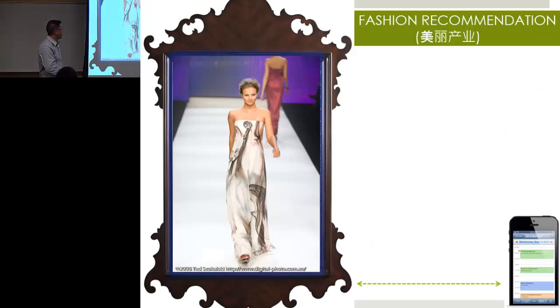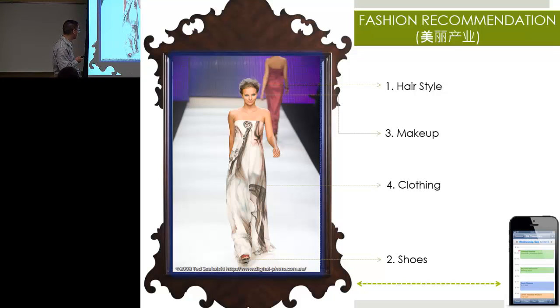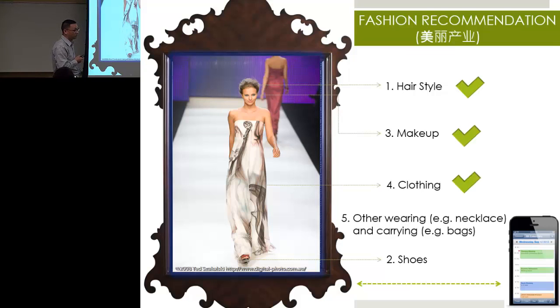Basically, fashion recommendation means that in the future, when you get up, you will have a magic mirror. This magic mirror is linked with your smartphone and knows what you will do today, and then can recommend the hairstyle for you today, the shoes to wear, the makeup, the clothes, and maybe other wearings and carryings. And then you can take these suggestions, and also see the visualization on your head and on your body, and see the visual effect.